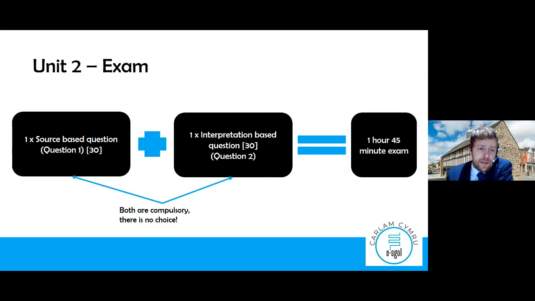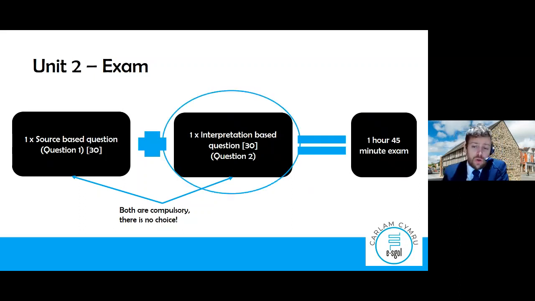So today then, right, we're going to be focusing on this interpretation-based question, Question 2. Now, this diagram we saw last session, right? Last session we focused on the source-based question, 30 marks. Both of them are 30 marks, in fact, so big hitters, only 2 questions. Both are compulsory. There is no choice.